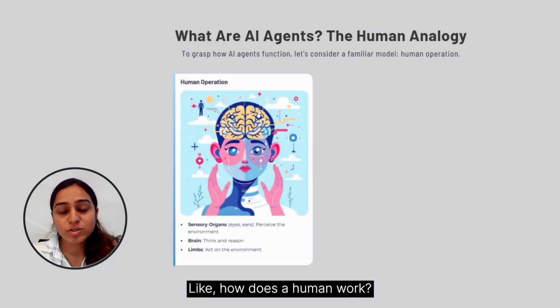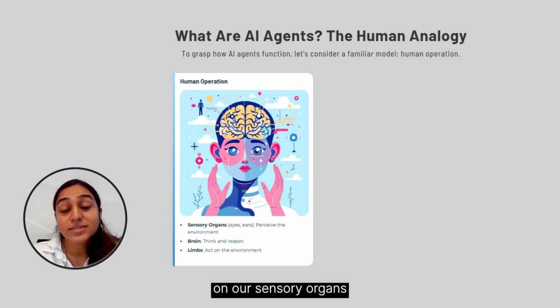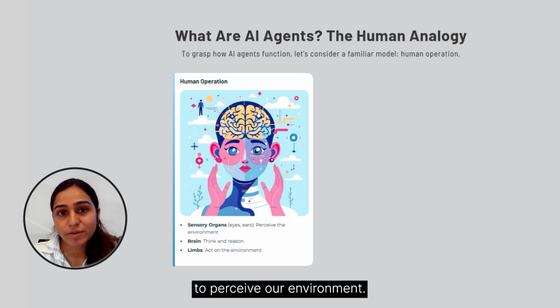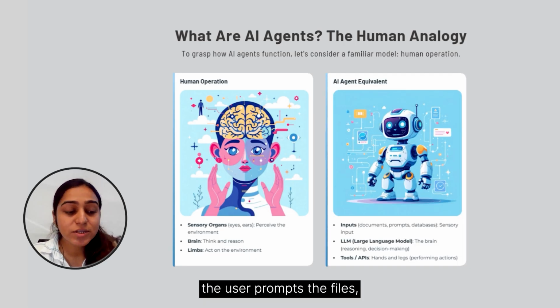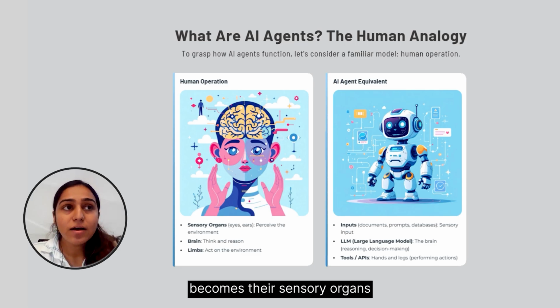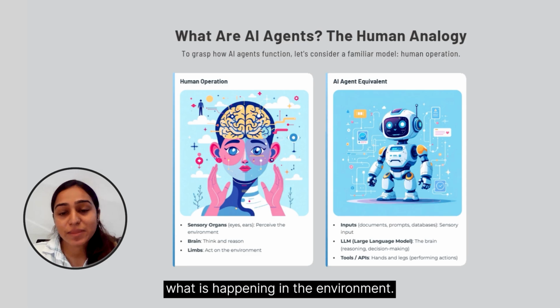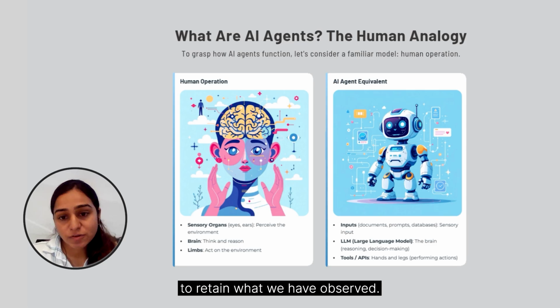Like how does a human work? So we have our eyes, nose, and ears or our sensory organs to perceive our environment. Similarly, in agents, the user prompts, the files, the database, or any kind of input becomes their sensory organs to perceive the environment. Then humans have a brain to think about it and reason about what is happening in the environment. And we also have our memory or the context to retain what we have observed.